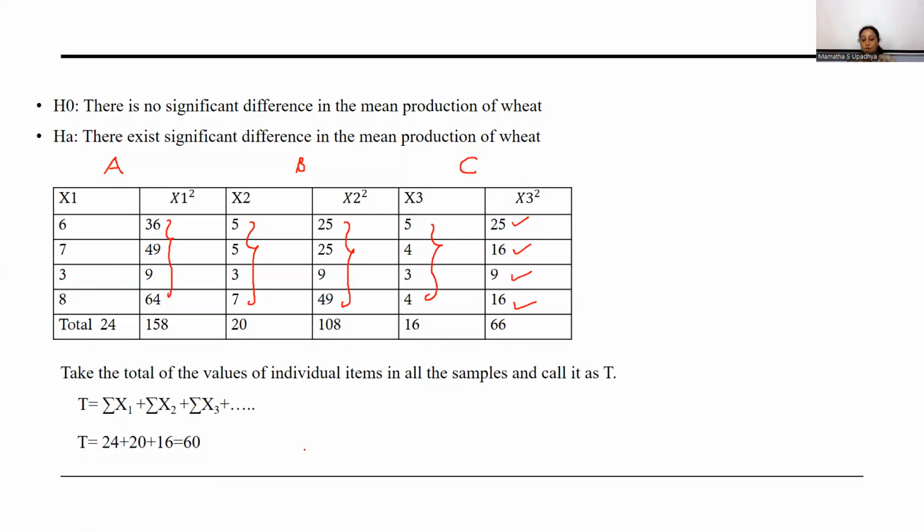After this, let us follow the algorithm of one-way ANOVA. First and foremost, the algorithm says find the total of all the samples. Hence, the total of all the samples is total of x1 plus total of x2 plus total of x3. As we have already found, the total of x1 is 24, the total of x2 samples is 20, plus the total of x3 variety sample is 16. When we add all this data, we get the total sum of individual items in all the samples as equal to 60. So this is the first step.